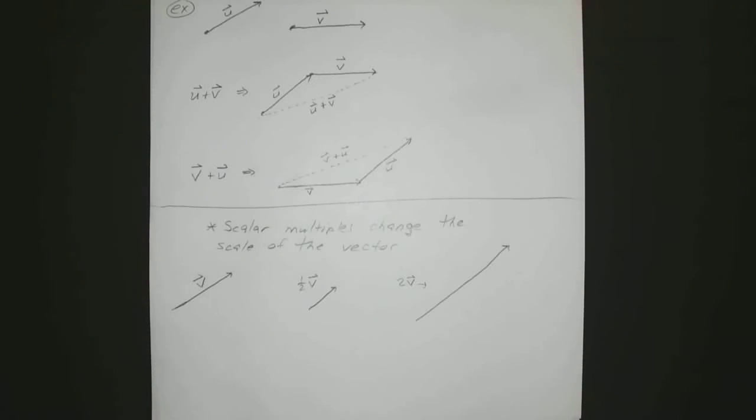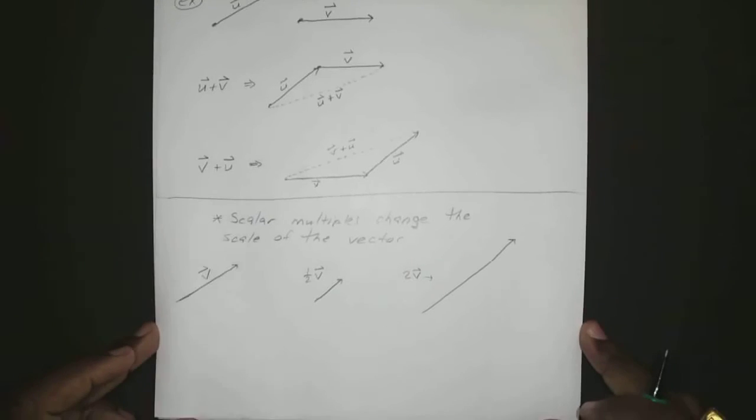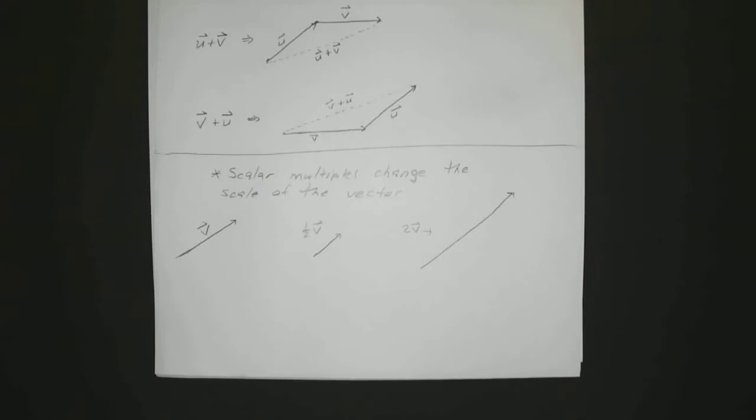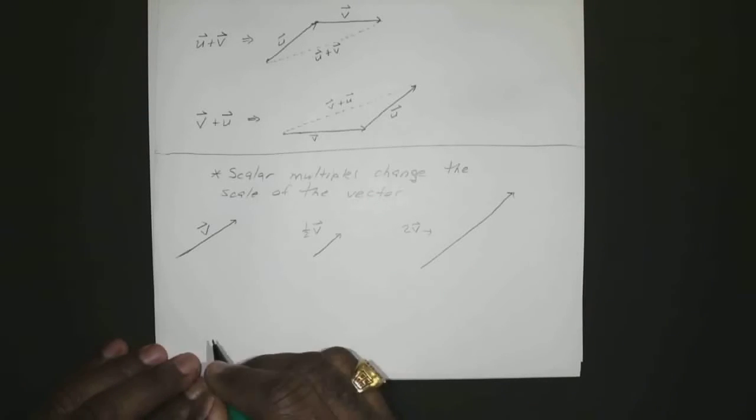But it has the same direction, same magnitude, but it's just doubled in length, or magnitude as they call it. Now, if you multiply it by a negative, it just changes direction.